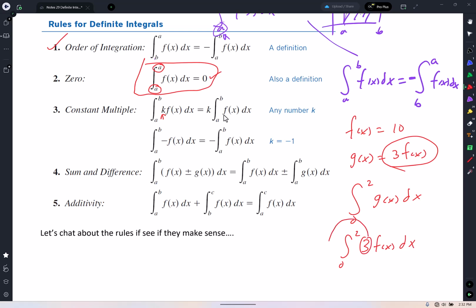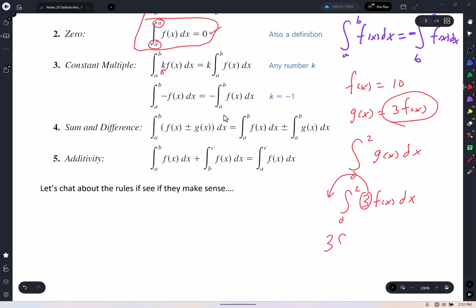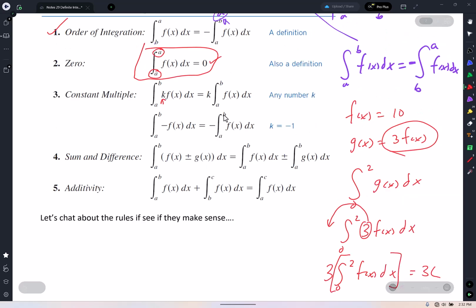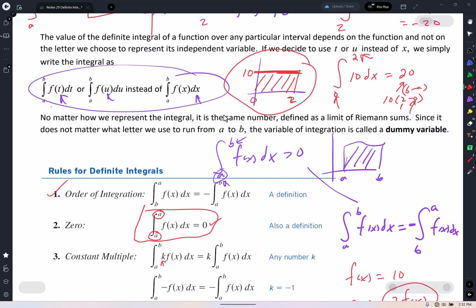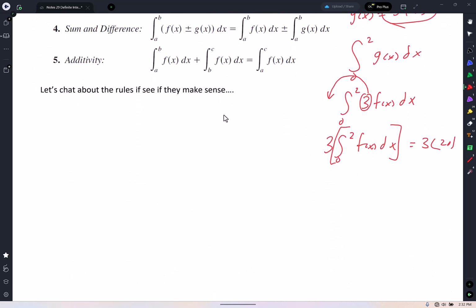That 3, I can just move it out to the outside like this. 3 integral 0 to 2 of f of x dx. Well, 3 times this right here. That right there was this. Don't worry, this is just a proof. I'm doing this one right here still. F of x is just 10. And 10 times 2 was 20, so I put a 20 here. Oh, I get a 60.